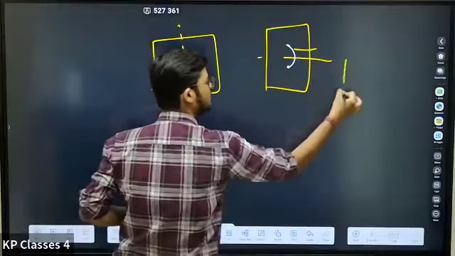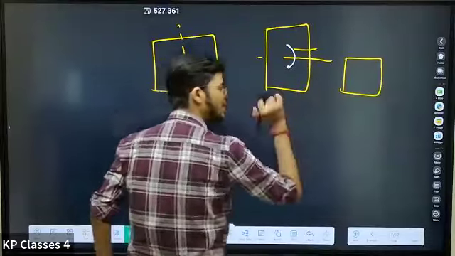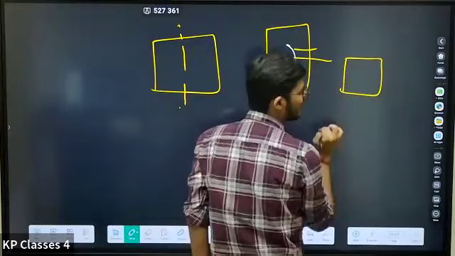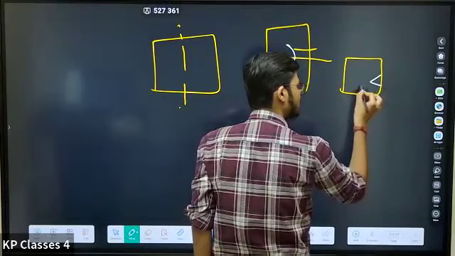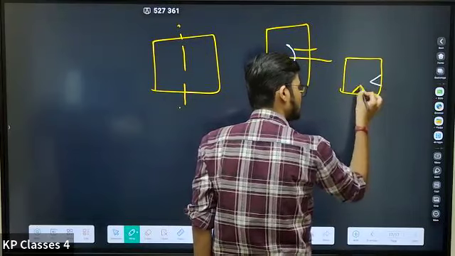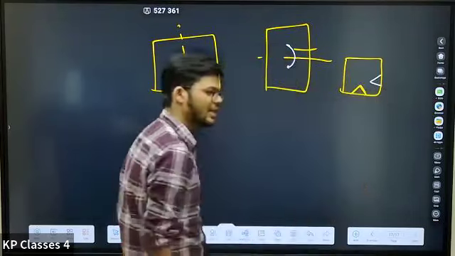It will look like this. Now again, this is the final figure. Now I am putting certain cuts on it. For an example, I have drawn this, right? I have made two cuts on it like this.